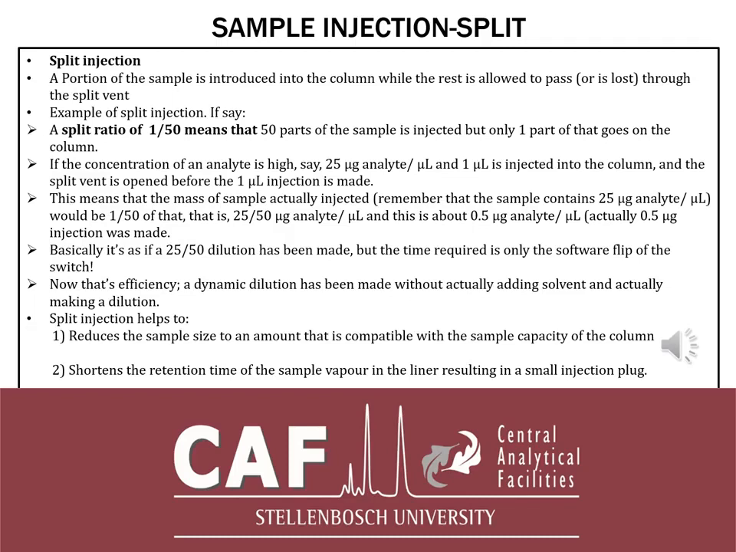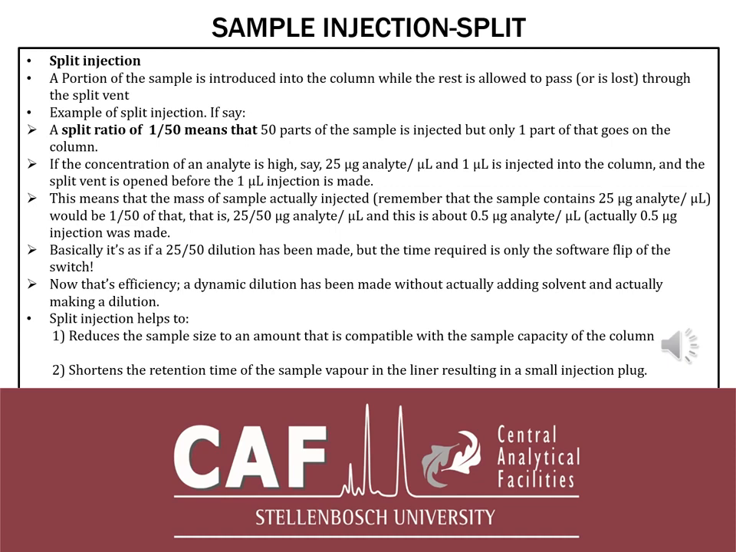But anyway, an example of a split injection is a split ratio of 1:50. If you run that, it means that 50 parts of the sample are injected, but only one part of that goes onto the column. If the concentration of an analyte is, for instance, 25 micrograms per microliter, and 1 microliter is injected, and the split vent is opened before the 1 microliter injection is made, one can go through the calculation there. It basically means it's as if a 25 out of 50 dilution has been made, but the time required is only the software flip of the switch and not manual.